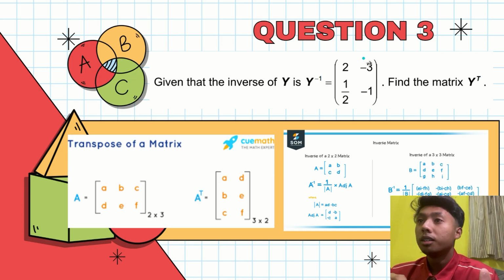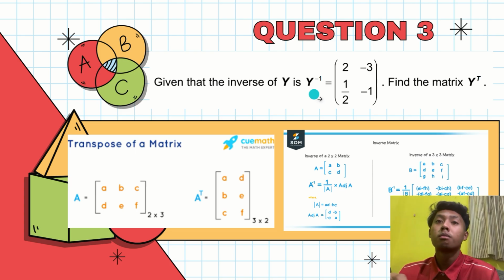Okay. Now we move to question 3. In this question, we are given that the inverse of matrix Y, written as Y inverse, is a 2 by 2 matrix with elements 2, -3, 1/2 and -1. We are required to find the transpose of matrix Y, which is Y transpose. This is, for example, the transpose of a matrix.